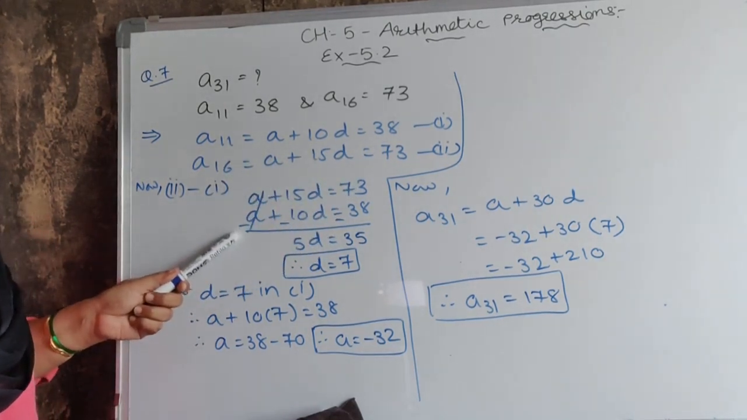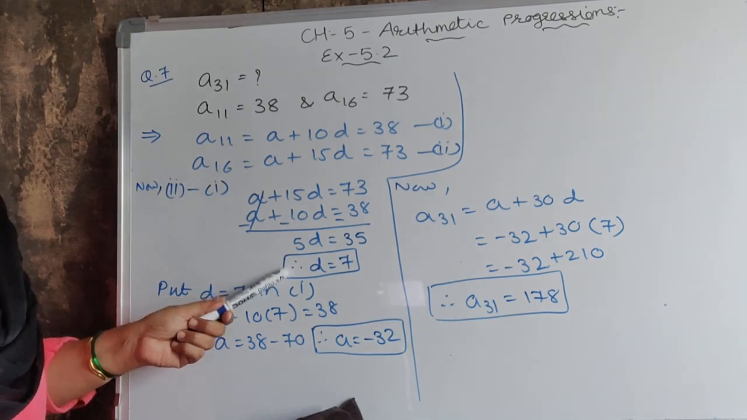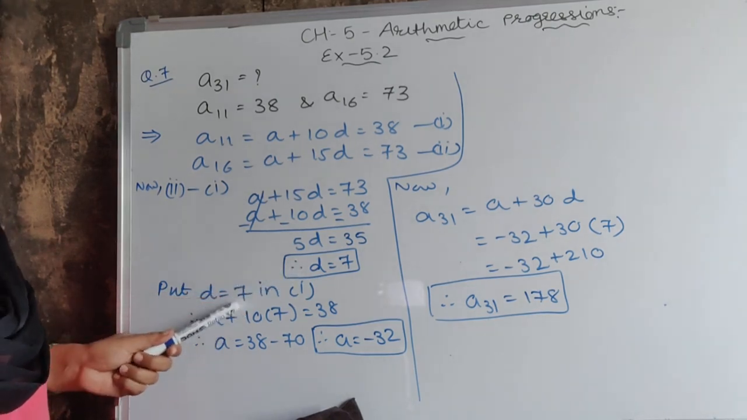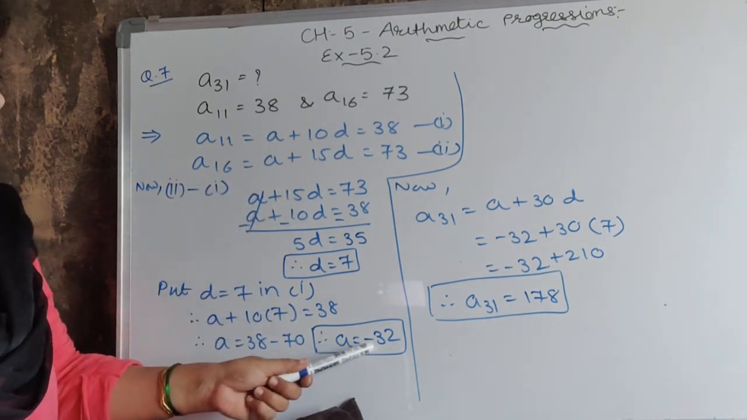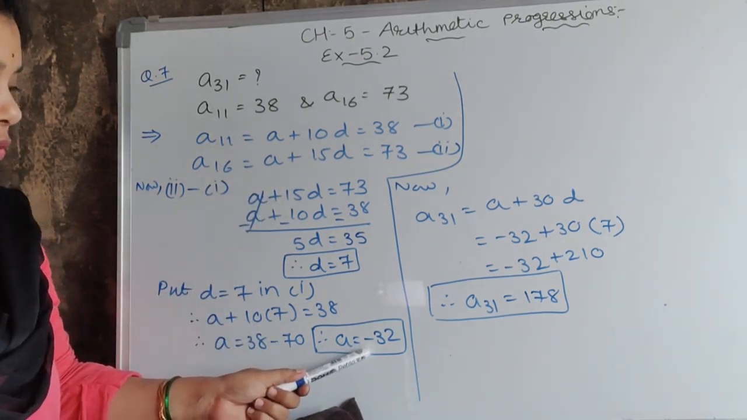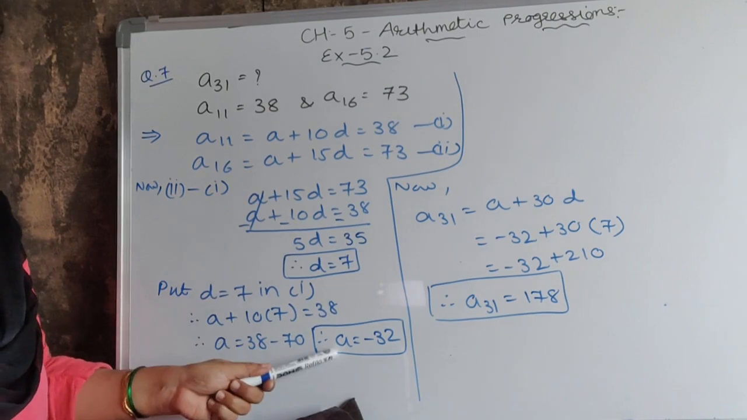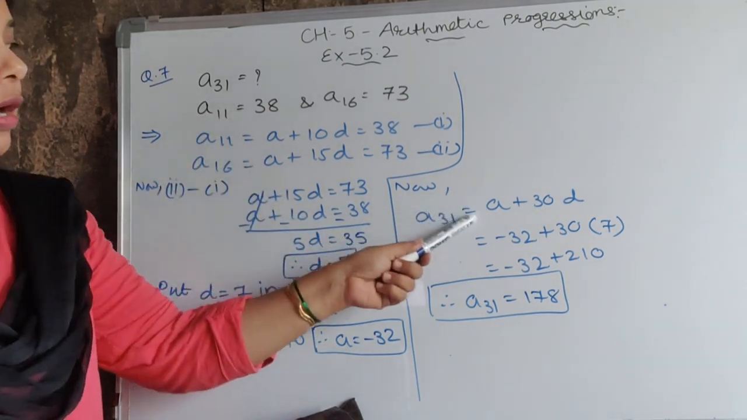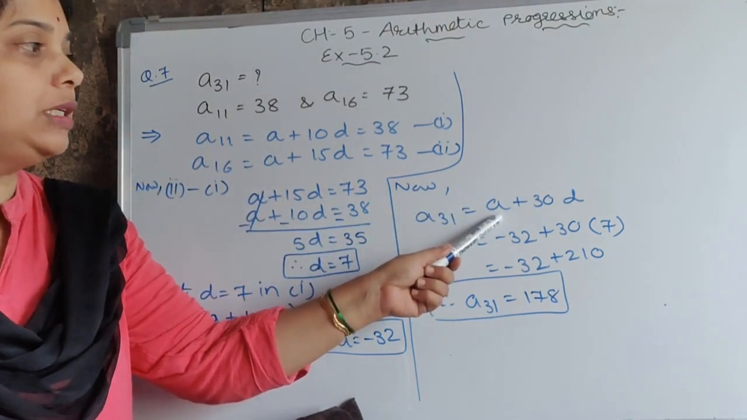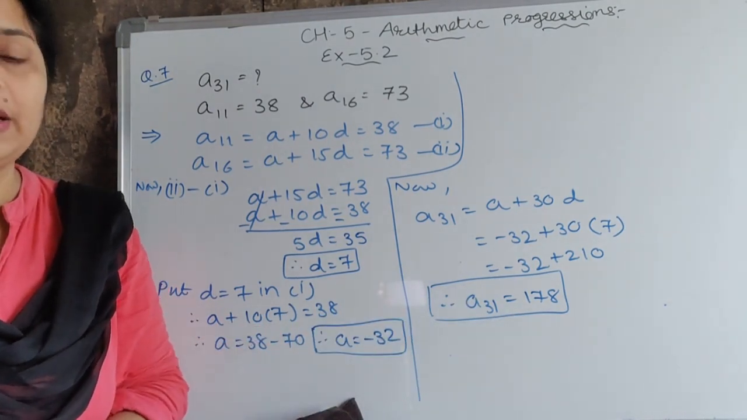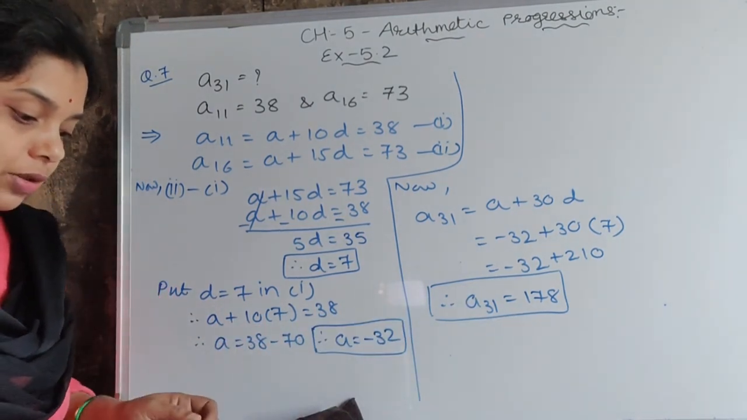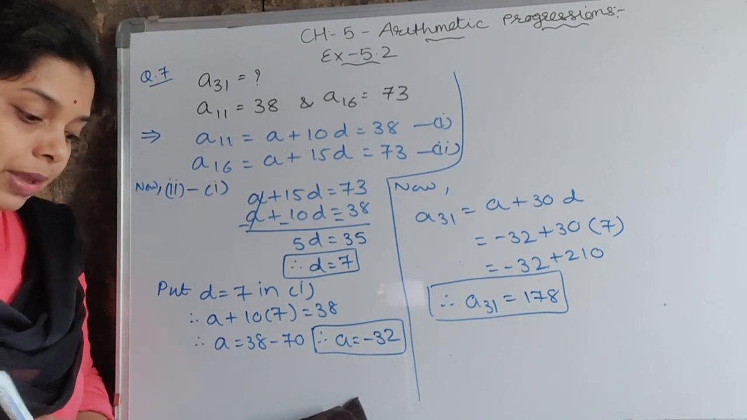After subtraction, I got D is equal to 7, and that D I put in one of the equations and I got the value A is equal to minus 32. By using these two values in the A31 formula, A31 is A plus 30D, I got A31 is equal to 178. You can do the 8th question the same way.